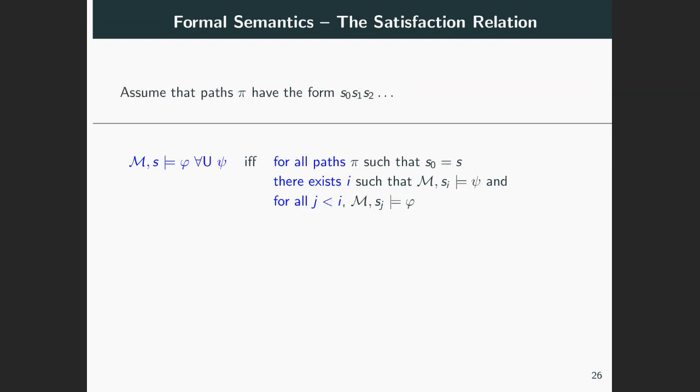Finally, we have the two variations of until. For all until, we want something to happen on all paths starting from the current state S, and what we want to happen on each of these paths is, of course, the until behavior. There should exist an index I such that psi is true on the ith state, and phi should be true in the meantime, namely on the jth state, for each j smaller than I.